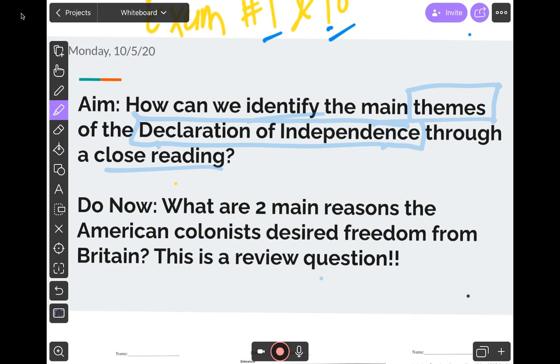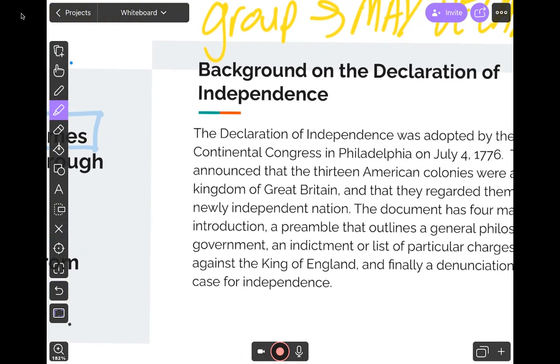What are some concepts, some ideas that are really kind of setting the stage for where American government is trying to go. So our do now, what are 2 main reasons the American colonists desired freedom from Britain? And I'm going to underline this a couple of times. This is a review question. We learned this last year in U.S. history. Try your best to come up with a reason or 2 of why colonists want their freedom. Why are colonists so disgusted with British rule that they demand their freedom in the Declaration of Independence? So pause the video, try to come up with a couple of those reasons from last year. You can plug it in on your document.